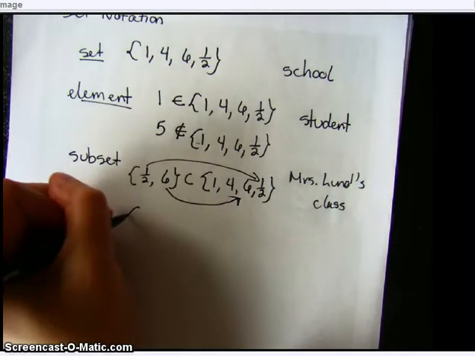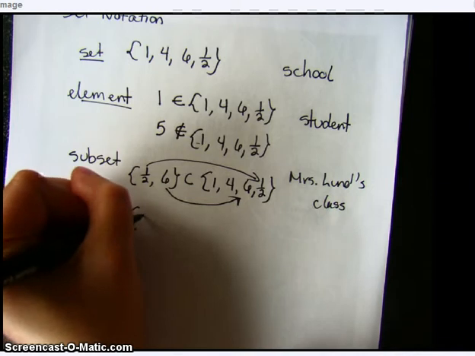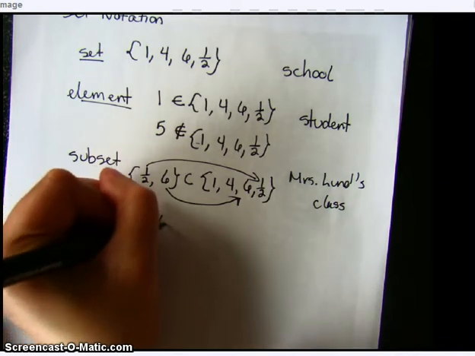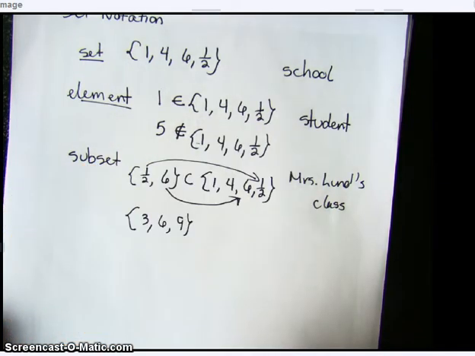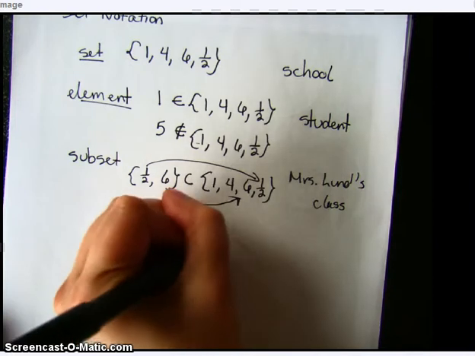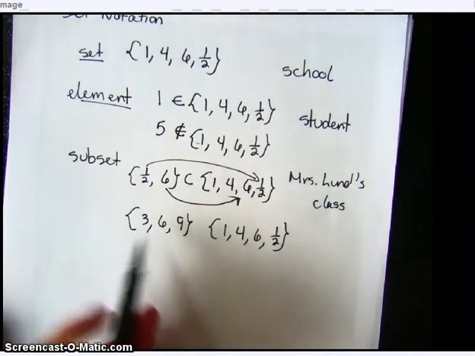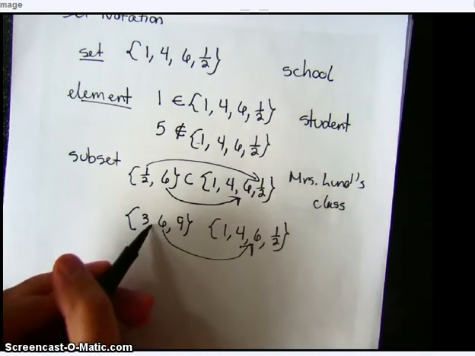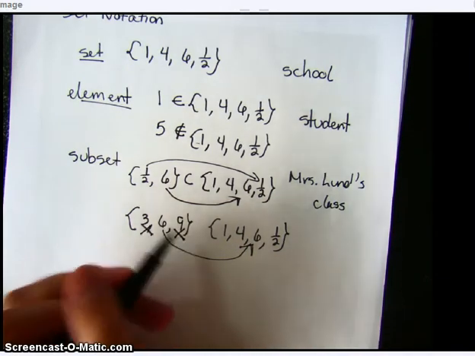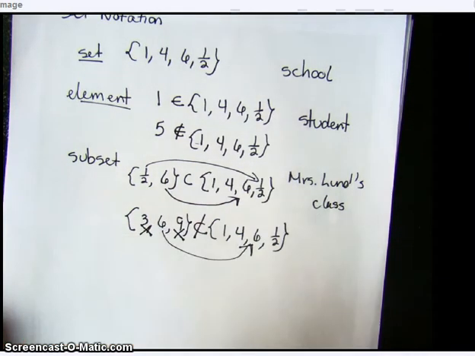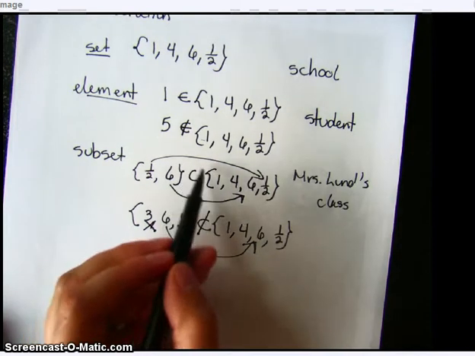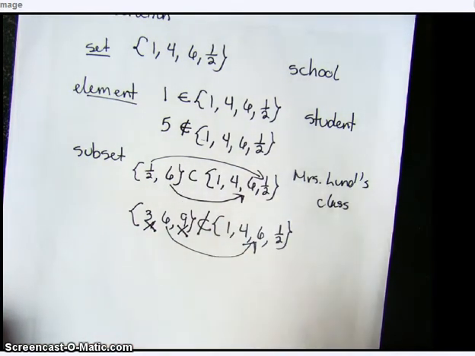Okay? But let's say 3, 6, 9. Well, is that a subset? Well, let's see. We have 1, 4, 6, and 1/2. Well, 6 is in the set, but 3 is not in the set, and neither is 9. So this is not a subset, and again, we denote it with a line through our original symbol that this is not a subset of that set. Okay? So a subset is almost like a smaller set within a set.